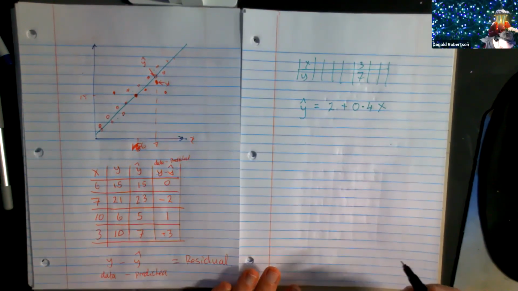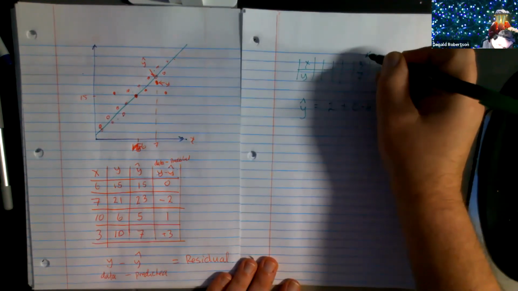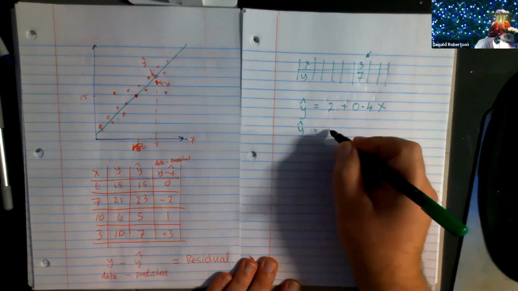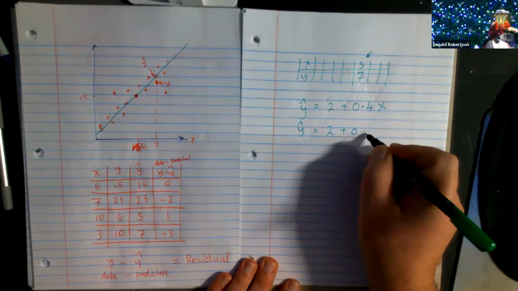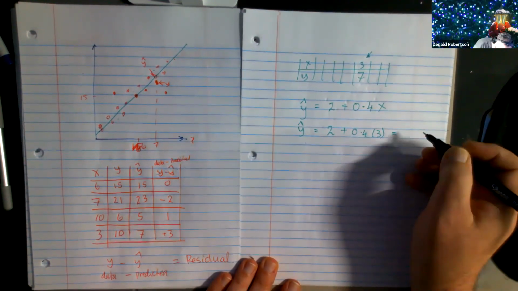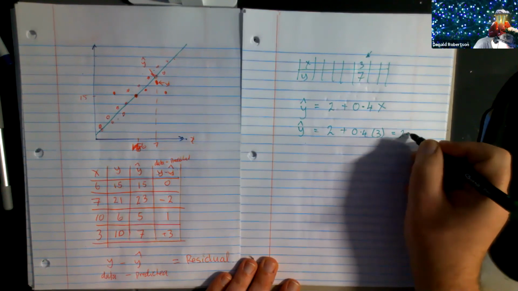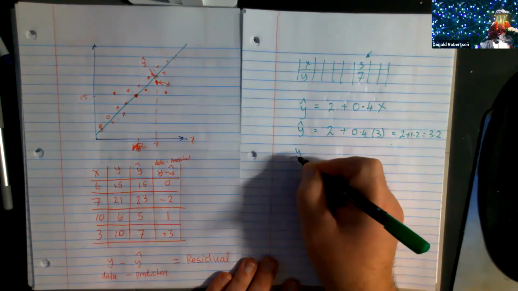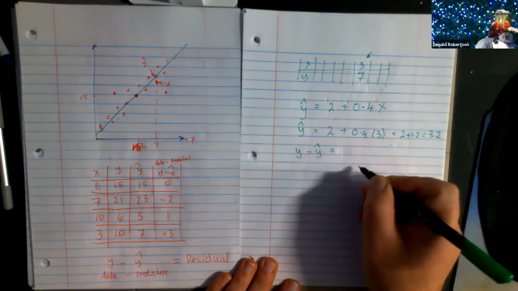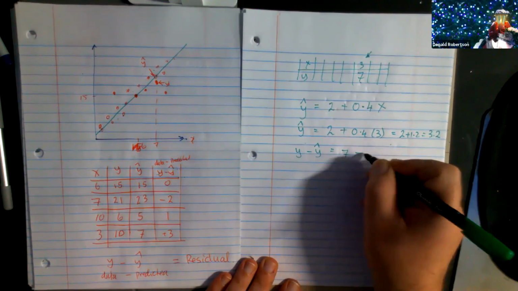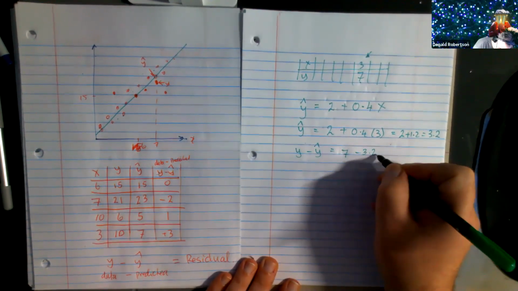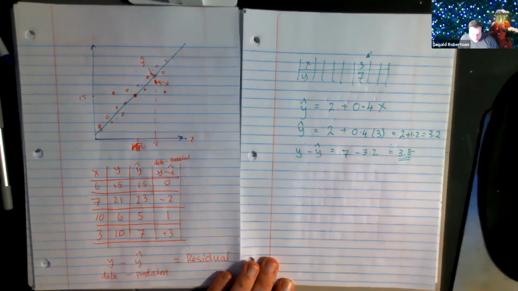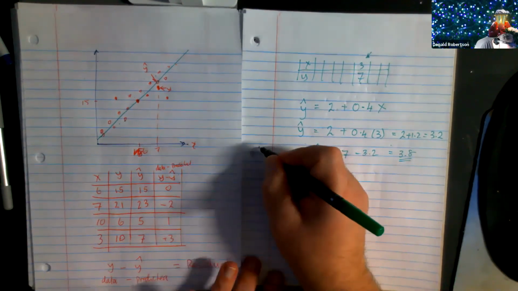To calculate the residual at that one point, at this guy here, y hat is 2 plus 0.4 times x, which in this case is 2 plus 1.2. This is 3.2. So y take away y hat is 7 take away 3.2, and I am left with a 3.8 residual. So that is how you find the residual at any given point.